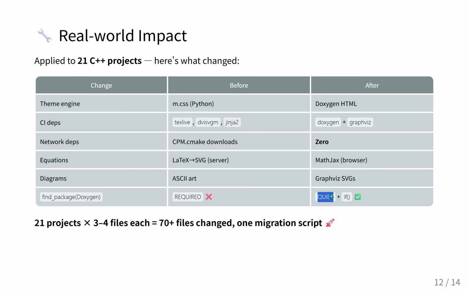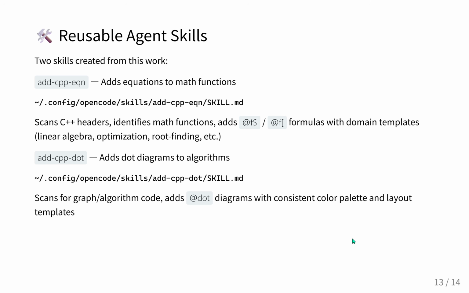Okay, so the factory is sleek and efficient now. But how do we automate the actual labor of writing these visual docs? I mean, writing math syntax across 21 projects still sounds tedious. Yes, and that brings us to the creation of reusable AI agent skills. Right. The source details two automated skills, add-eqn-cpp and add-dot-cpp. And these are really fascinating. The eqn skill scans C++ headers, identifies math functions in domains like linear algebra or root finding, and adds the formulas. And the dot skill scans for graph algorithms and adds the diagrams. Using the exact templates and color palettes we just talked about.